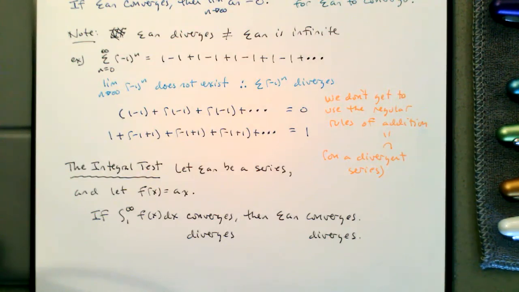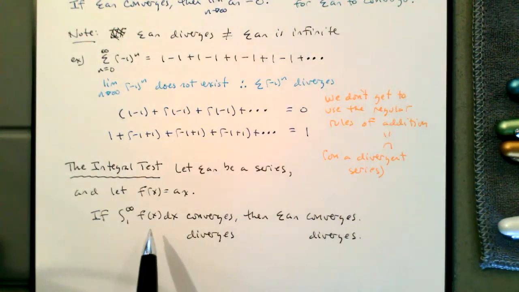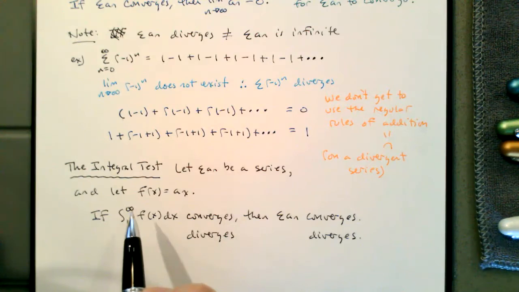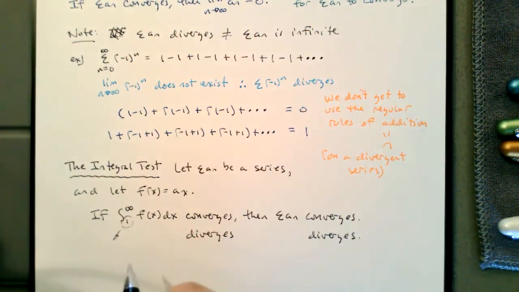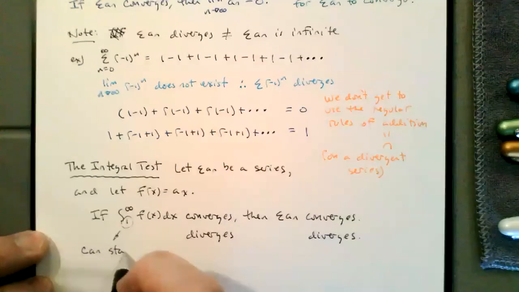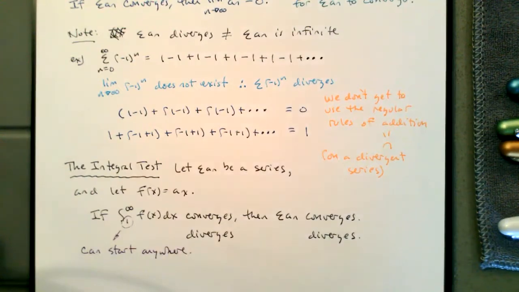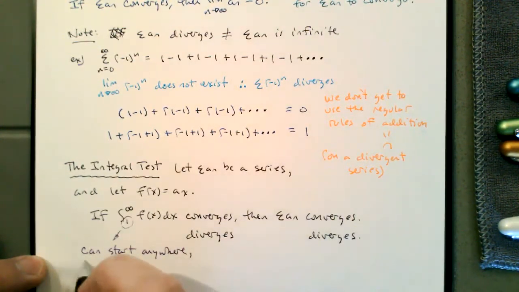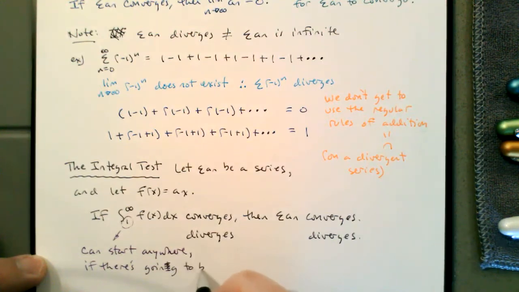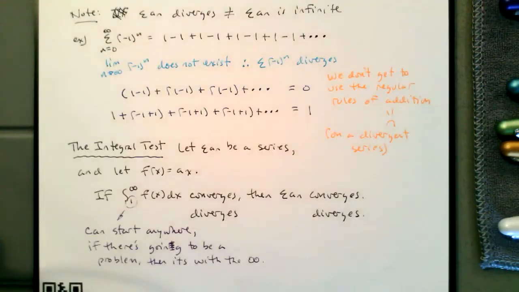One thing to note here is that the default is to start the integral at 1, but the convergence and divergence happens at infinity. So we don't have to start at 1. The 1 can actually be any value. So if the function, for example, is 1 over x minus 1, we can't plug in 1, so start at 2. So we can start anywhere. It's the infinity side that we're interested in. If there's going to be a problem, it's going to be with the infinity, not the 1.